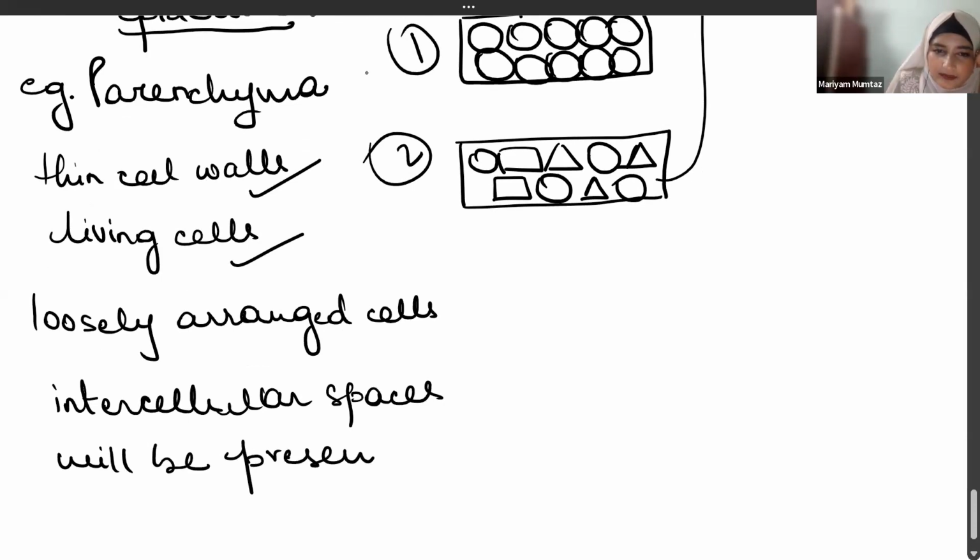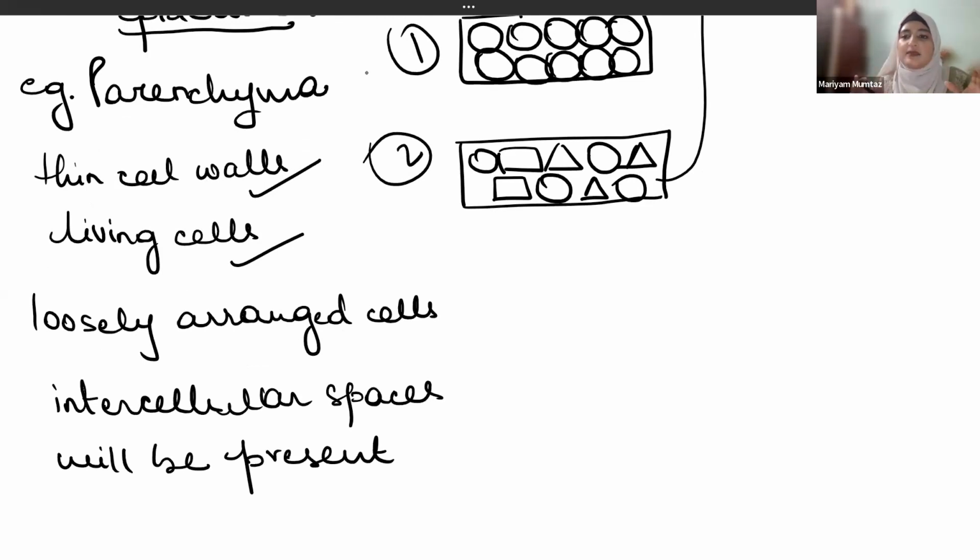Intercellular spaces mean the space between two cells. Meaning each cell will have some space in between them. For example, if everything is compactly arranged, then there will be no space in between them, isn't it? But here in this case, intercellular spaces will be present between the cells. Okay, is it clear?